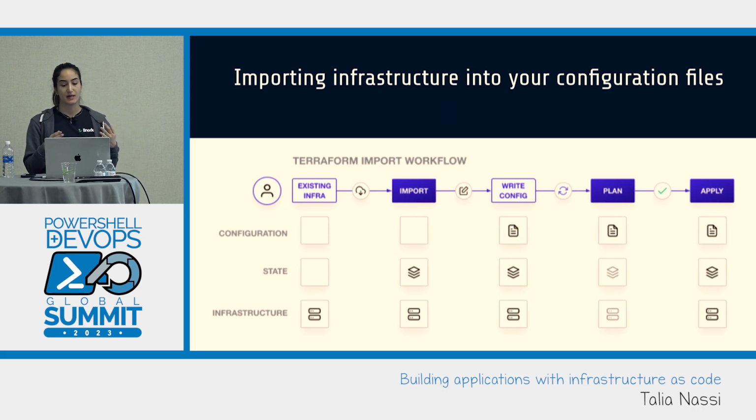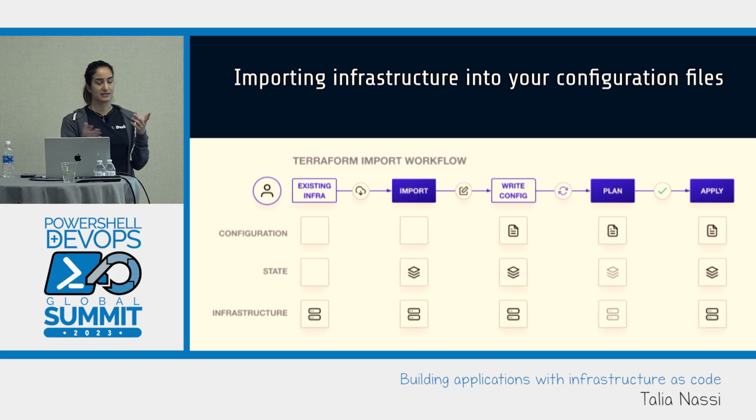First, you identify the existing infrastructure that needs to be imported, and then you import that infrastructure into your Terraform state file, and then you write a configuration file that matches that infrastructure. You review the Terraform plan, and then again, it's the same process. You apply those changes to your application, and that'll just update the state.